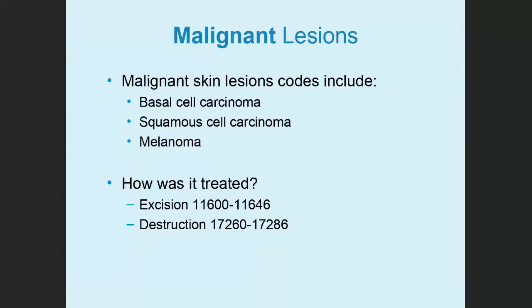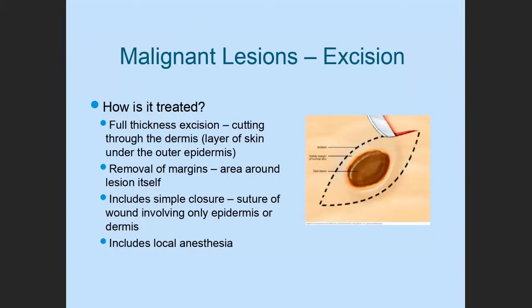So let's move on to malignant lesions. These also can be treated using either excision or destruction. So what's an example? Well, basal cell carcinoma, squamous cell carcinoma, melanoma. These are coded as malignant lesions. So how is this treated? Well, its excision is a full thickness excision through the dermis, and then removal of the margins. We'll talk a little bit more about margins again. It includes simple closure, suture of the wound involving only the epidermis or the dermis, and again includes local anesthesia.